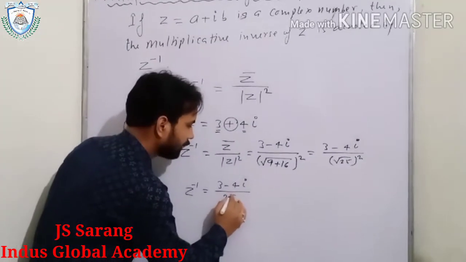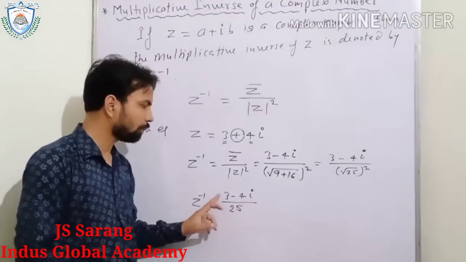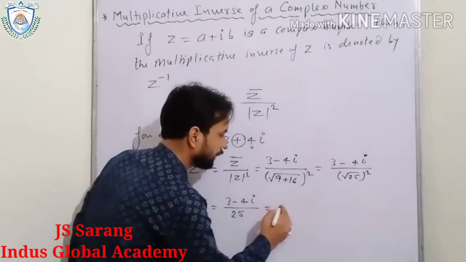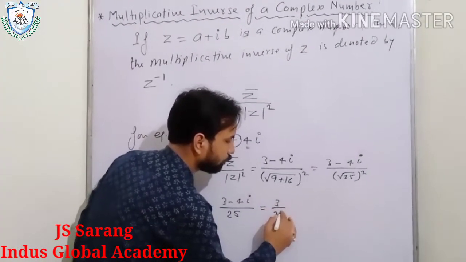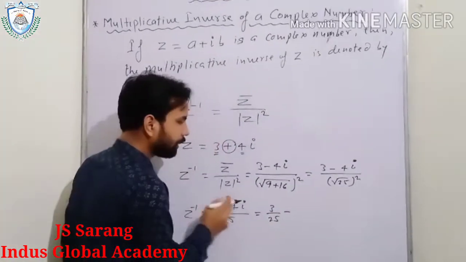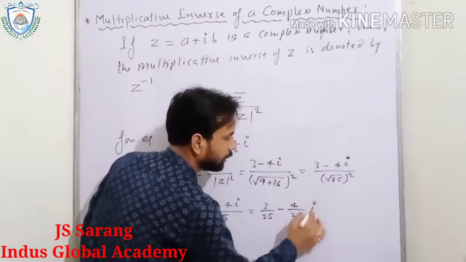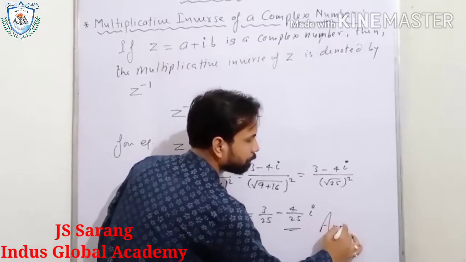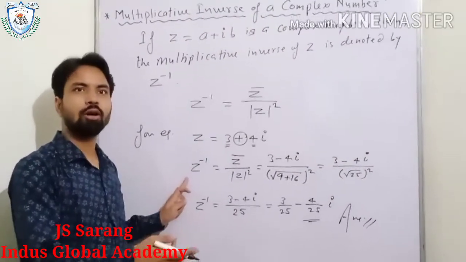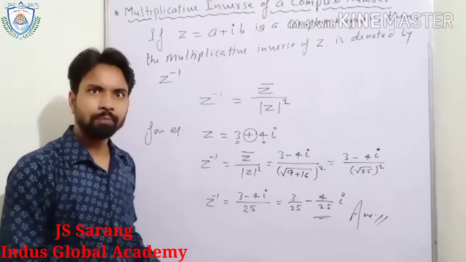Understood? Now what we will do? We will separate the denominator into real part as well as imaginary part. We can write like this: 3 upon 25 is the real part, minus the imaginary part, 4 upon 25 i. So this will be our answer. So by this method, we can find out the multiplicative inverse of a complex number. Understood? Hope it is clear to everyone. Good.